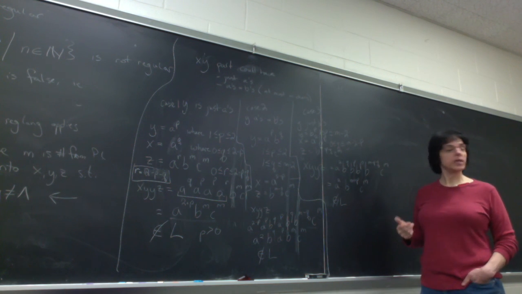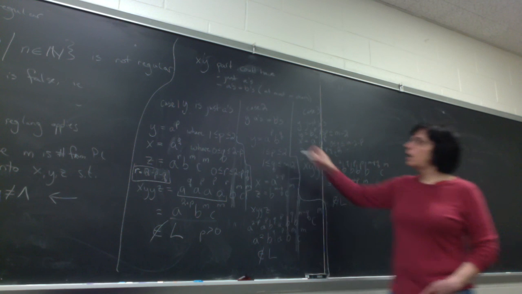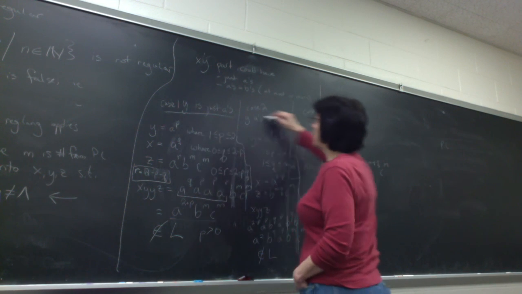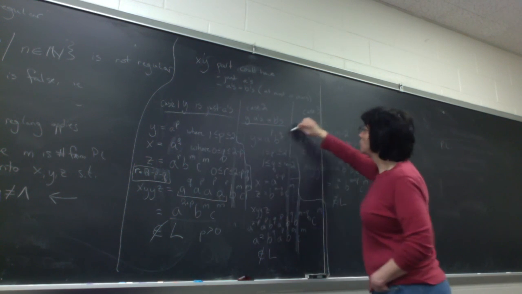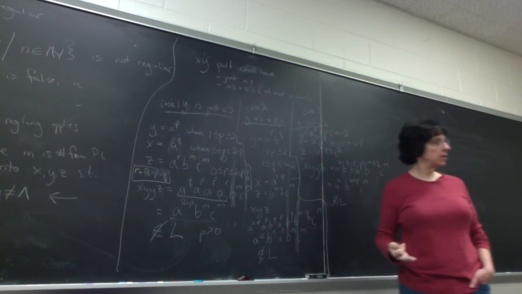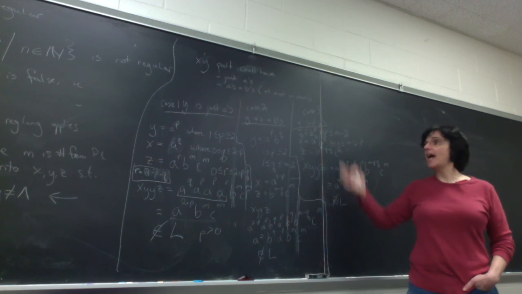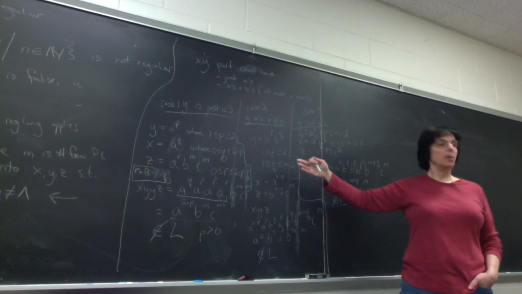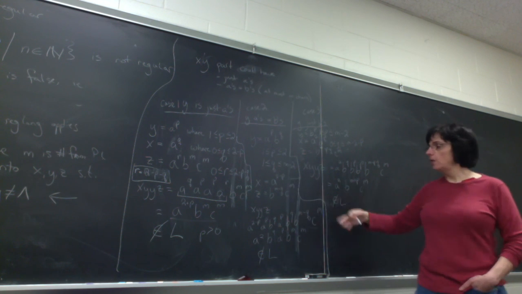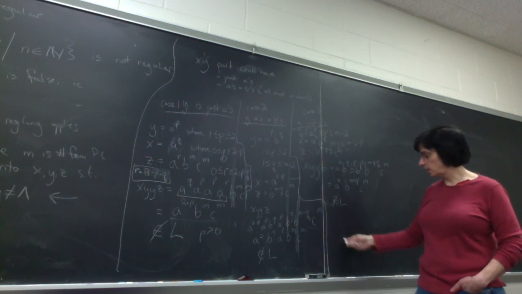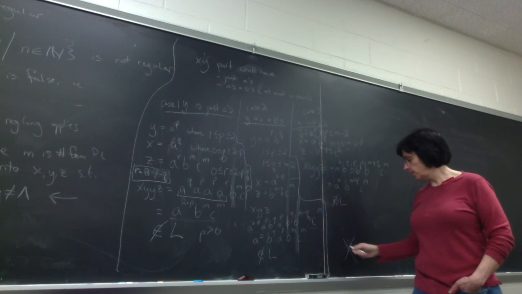Now this is where we get the contradiction. Well, y has to be either just a's, or some a's and b's, or just b's. It can't be any of these, right? But it has to be because of the pumping lemma. But it can't be, but it has to be, but it can't be. So since it can't be any of these possibilities, now I have a contradiction.